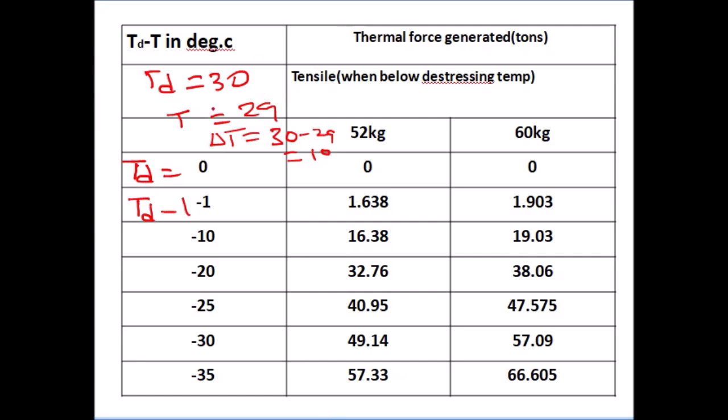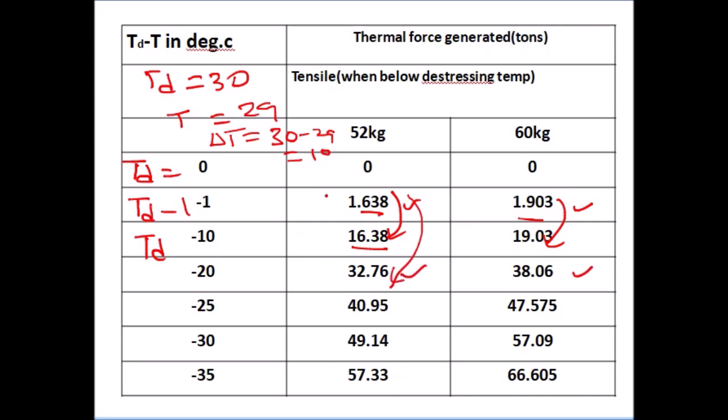So when temperature is 1 degree, you got this much, right? 1.63, 1.93. Previously also same, but this is tensile in nature. Tensile. Previous one is compressive in nature. So when temperature falls below TD, you are getting tensile forces. When temperature increases above TD, you are getting what? Compressive forces. So this is tensile forces. TD minus 10. So same into 10, 16.38 into 10, 19.03. This value into 20, you got this much, right?